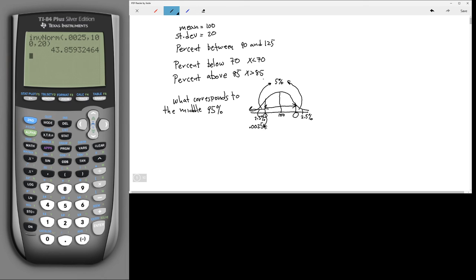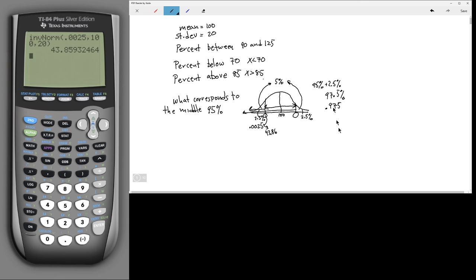So this lower bound here, 43.86. All right, to get the upper bound, again, because what the function gives us is only to the left, I'm looking from here all the way to the left. I'm also including this 95% here. So I have to take my 95%, add the 2.5% to it. That's going to give me 97.5%. So when I move the decimal over, that is 0.975.